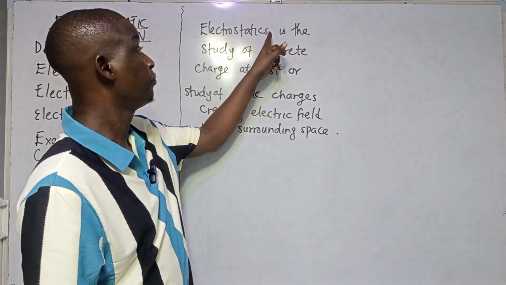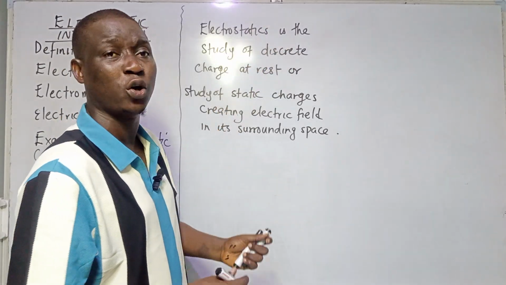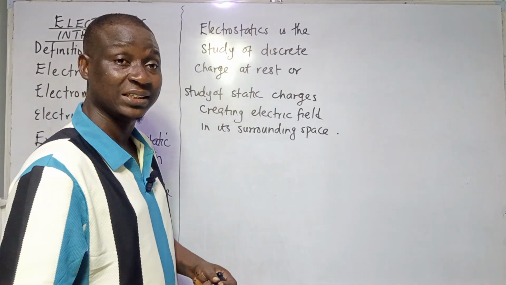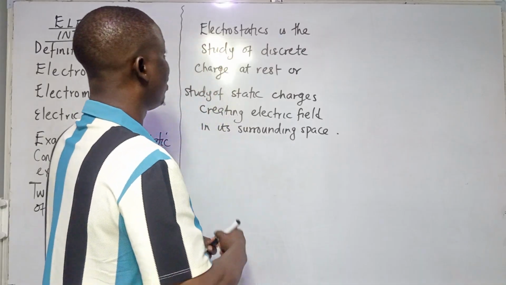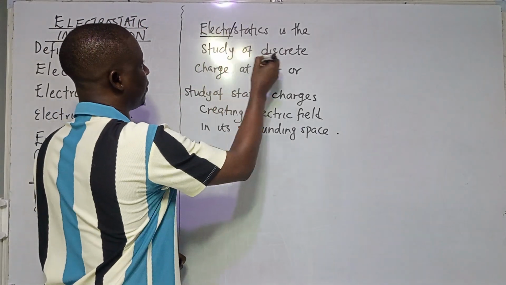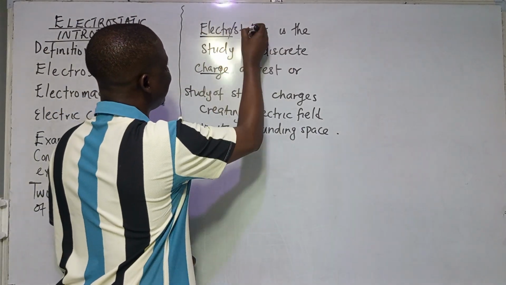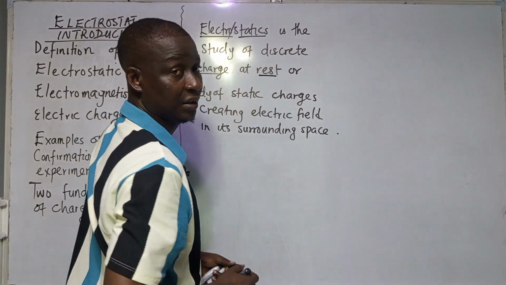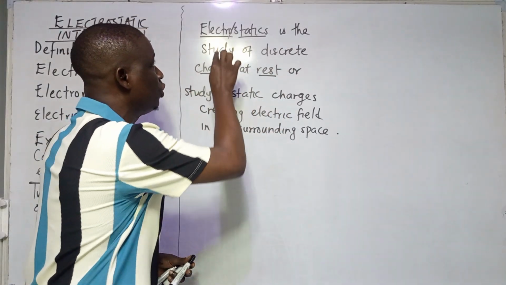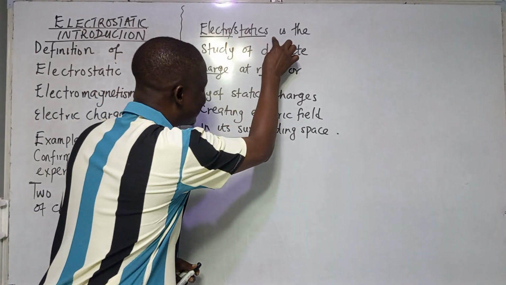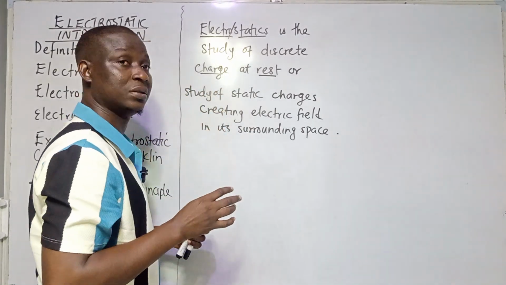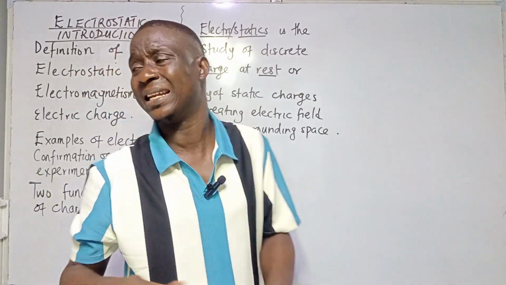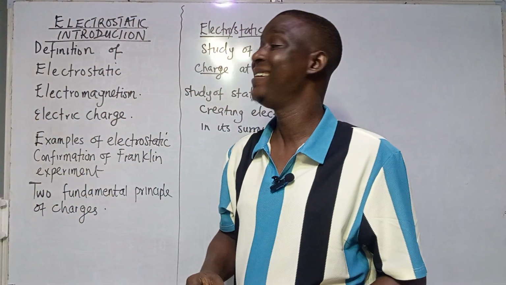You can also say that electrostatics is the study of charge, or discrete charge, at rest. When we say electro, we are talking about the charges. Then static has to do with rest. So basically, the study of charge at rest is what we call electrostatics. Now let's move to the next one quickly.